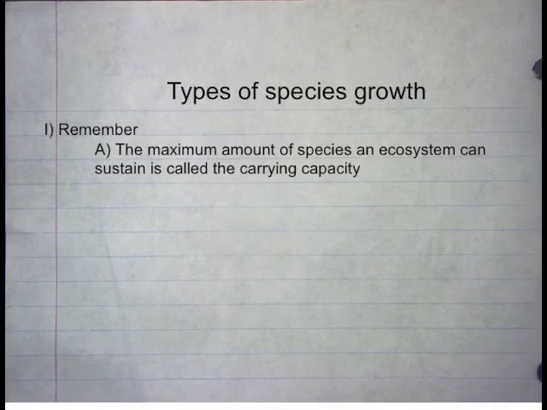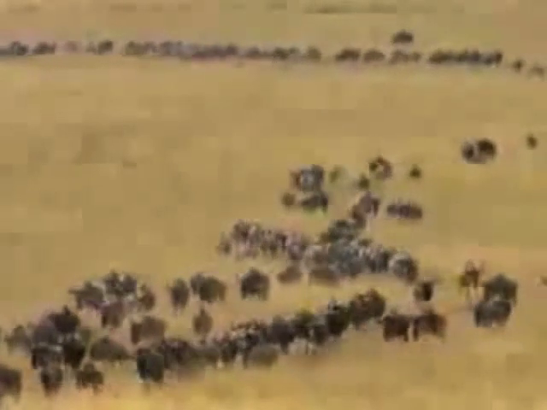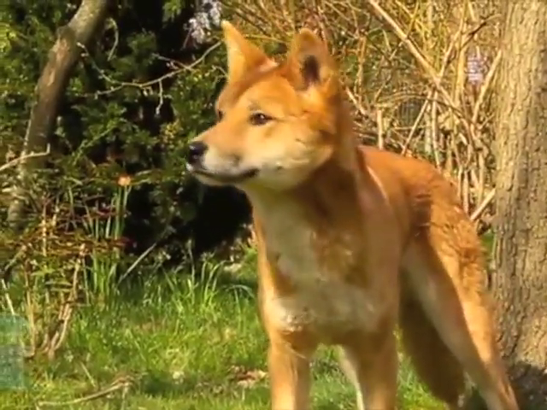Types of species growth. Remember, the maximum amount of species an ecosystem can sustain is called the carrying capacity. Remember, the carrying capacity is how many organisms can fit into an environment. Too many can lead to overcrowding and a loss of resources. But because there are different rates of reproduction, this must mean that organisms reproduce in different ways.